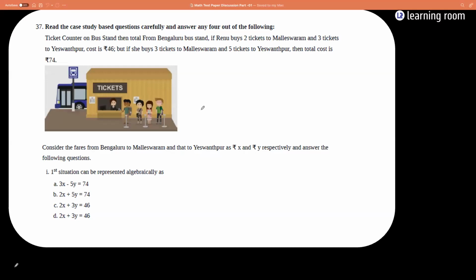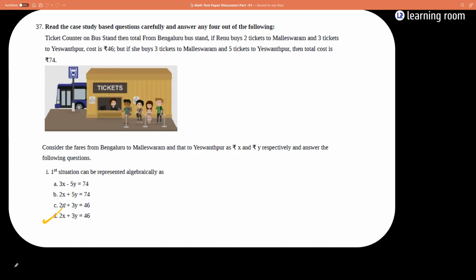Ticket counter on bus stand. From Bangalore bus stand, if Renu buys 2 tickets to Malleshwaram and 3 tickets to Yeshwanthpur, the cost is rupees 46. But if she buys 3 tickets to Malleshwaram and 5 tickets to Yeshwanthpur, then the cost is 74. So the first situation is represented graphically. Consider the fares from Bangalore to Malleshwaram and to Yeshwanthpur as x and y. So Malleshwaram is x, Yeshwanthpur is y. How do I write it mathematically? 2x plus 3y equal to 46.